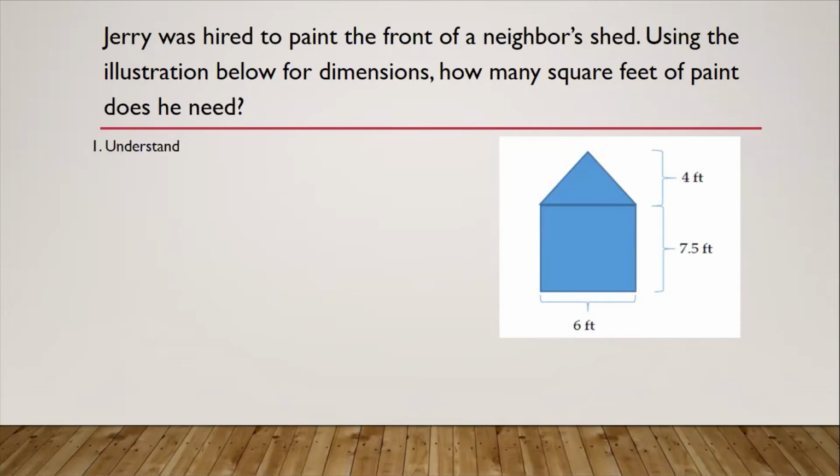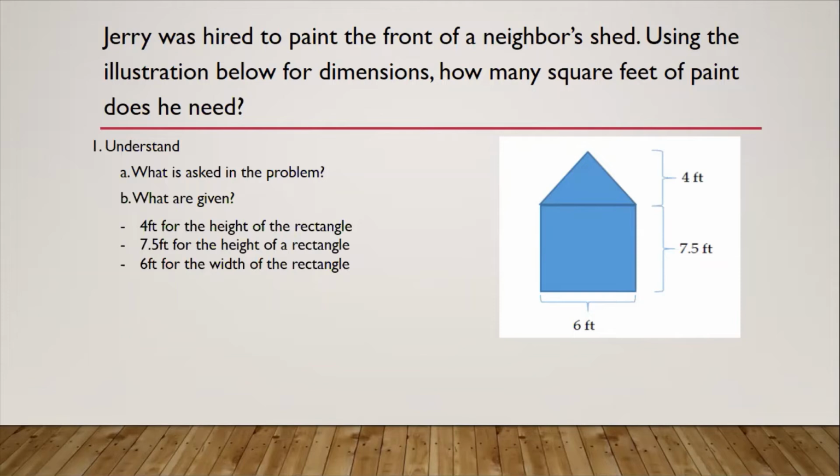Now this time, of course, when we are dealing with problem solving, the first thing that we need to do is understand the problem by asking what is asked in the problem and what are given. Let's start with what is asked. For this word problem, we are asked to find how many square feet of paint Jerry needs. And for letter B, we're going to find what is given. And for this one, we have the illustration on the right.